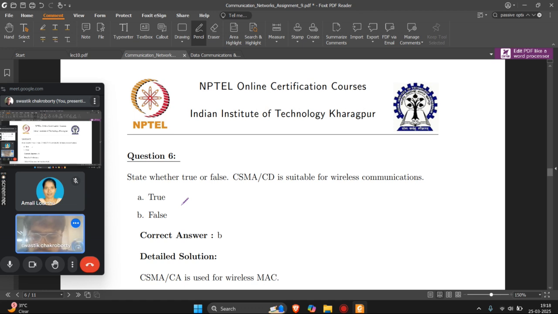Now CSMA/CD. State whether CSMA/CD is suitable for wireless communication. For wireless communication, collision is a very critical aspect, and we cannot afford to retransmit again and again. So we have to reduce the number of retransmissions, and thus, even at the cost of higher latency, we will have to go with CSMA/CA. CSMA/CD is not suitable for wireless. CSMA/CD is used for optical networks.